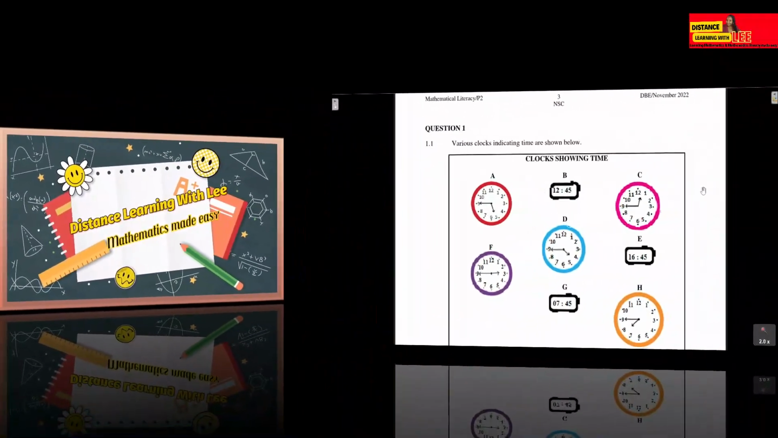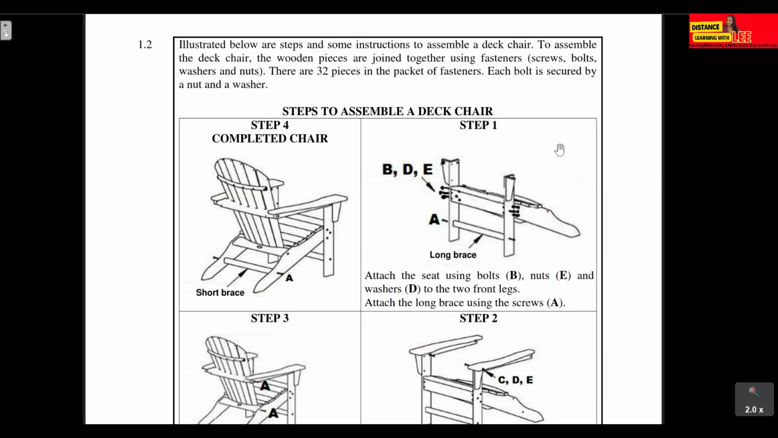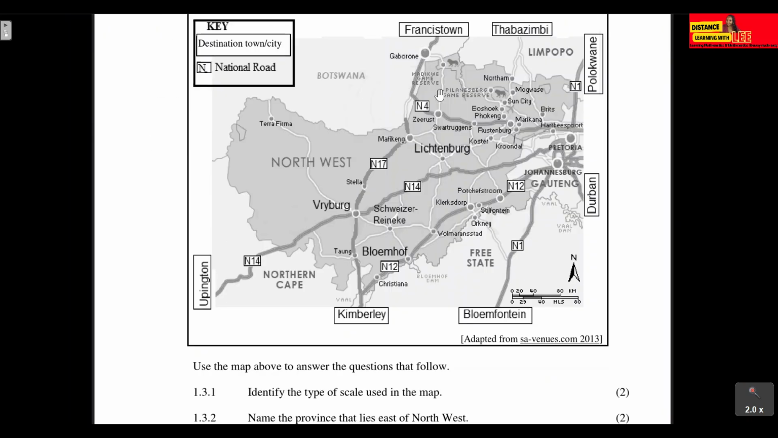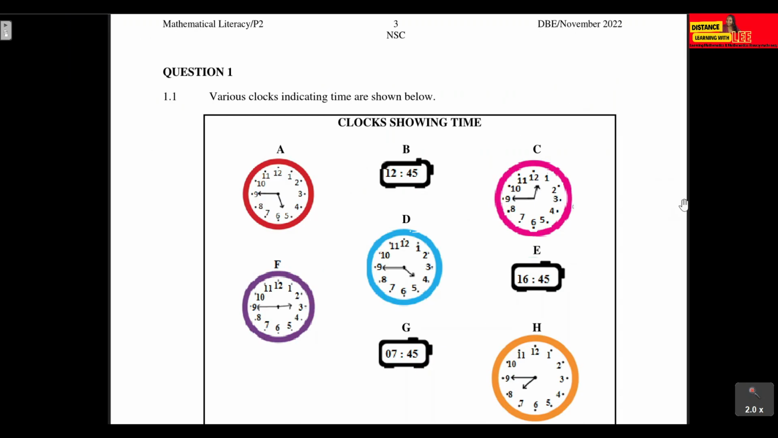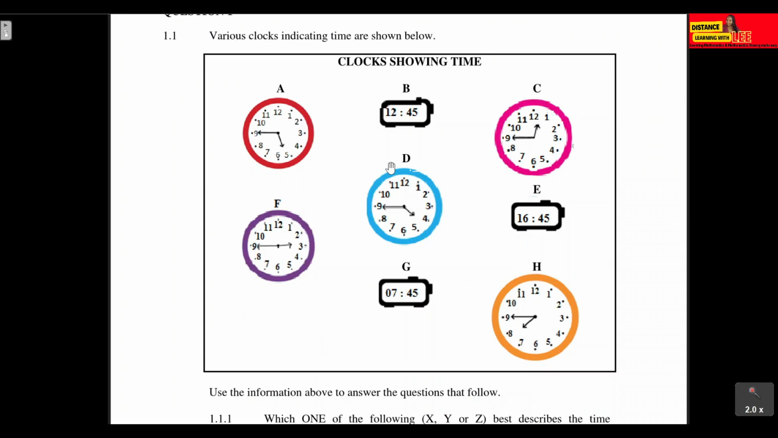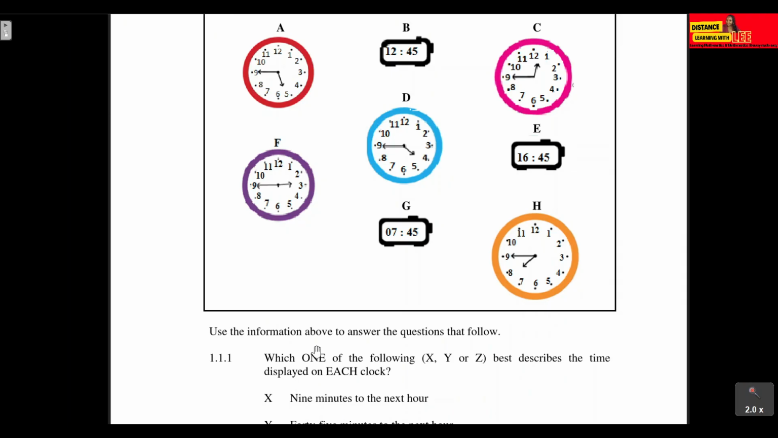Like I mentioned, we're going to be having a look at question 1.1, question 1.2, as well as question 1.3 in this video tutorial. So let's get started. Question 1.1 says, various clocks indicating time are shown below. We are told that these are different clocks showing time. We've got our analog clocks, and we also have our digital clocks here. It says to use the information above to answer the questions that follow.